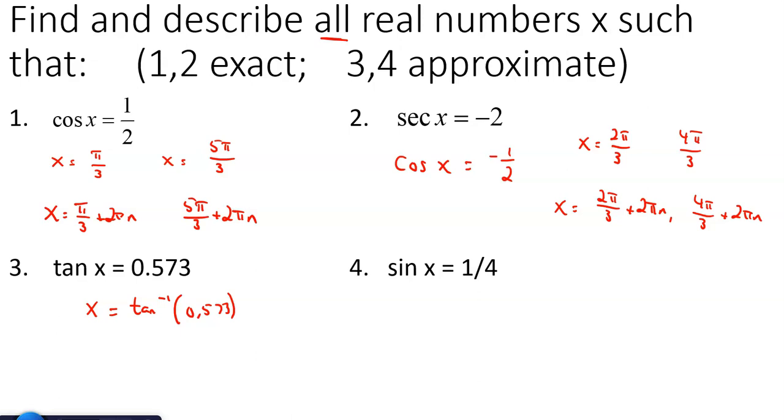So on my calculator, it's second and tan produces an inverse tan, 0.573. And I have to make sure I'm in radians in order to do this. I get 0.520. So one solution is x equals 0.520. But then remember that tangent repeats every pi. So all I have to do is say plus pi n, and I'm good.